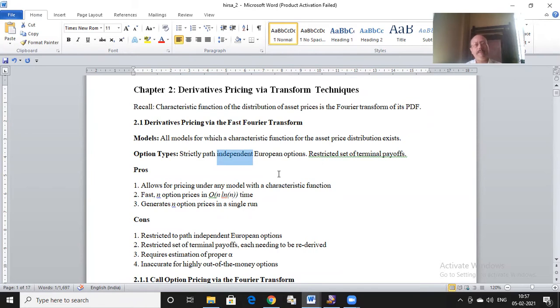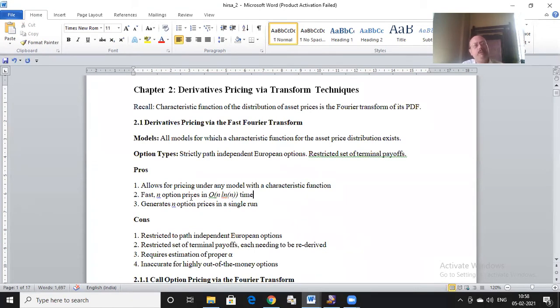So we are paying something. So we are restricting on models. We are restricting on contract types so that we can use the best, fastest method, which is the Fourier transform method. What are the advantages? If I am able to use it, it allows for pricing under any model with a characteristic function that we have already said. It is very fast in the sense that I can price a set of n many options in order of n log n time. So on an average, for per option, I need only log n time.